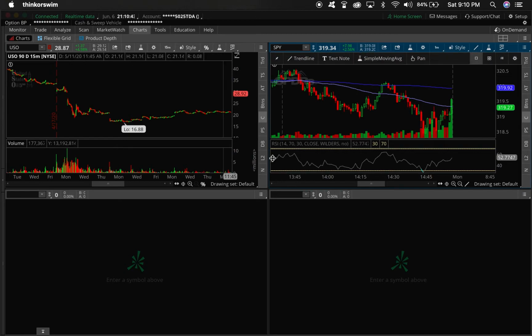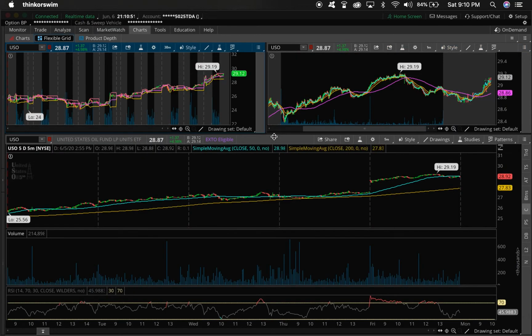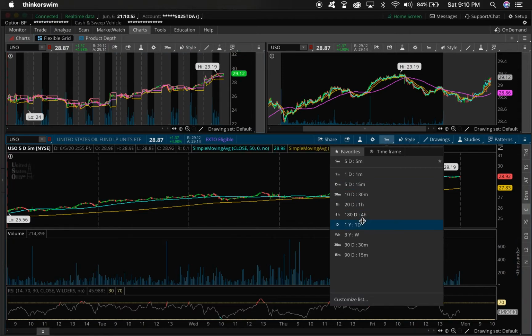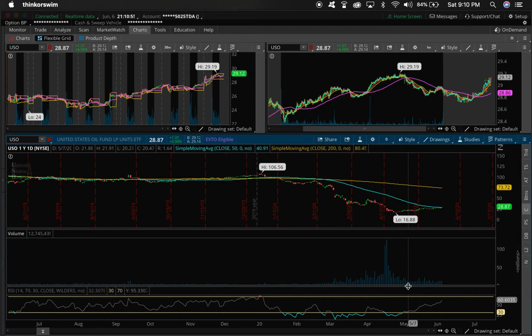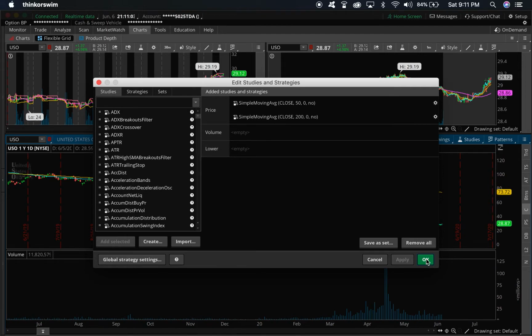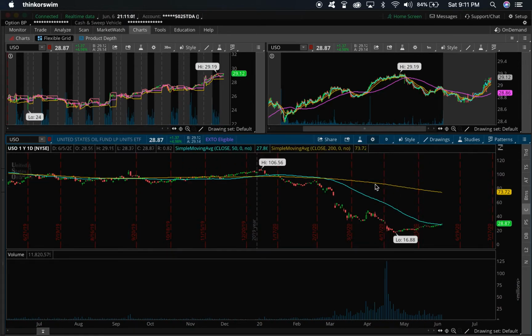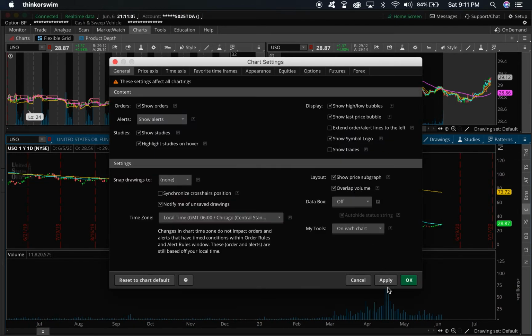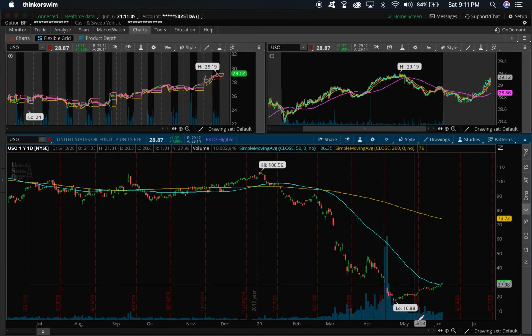So that's one way to see multiple charts on here. Another way is you can hit this flexible grid. So say you want your daily down at the bottom here, so you can kind of see what it does. We can get rid of this and this, so it looks a little bit cleaner. I'm also going to overlap volume here, because I just want to kind of see what the chart's doing over the daily.